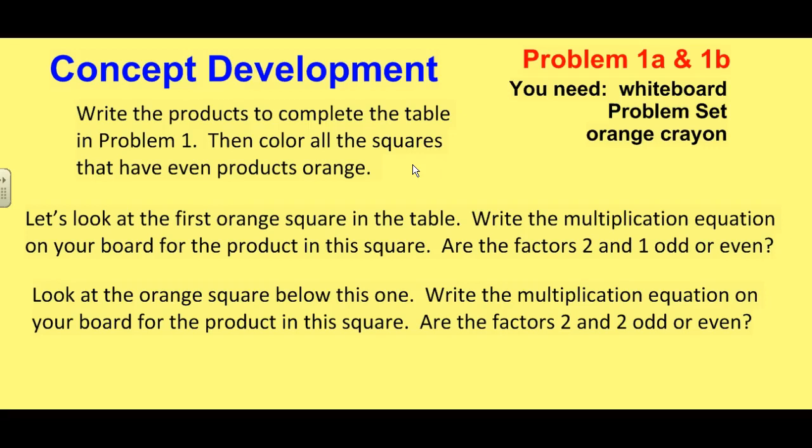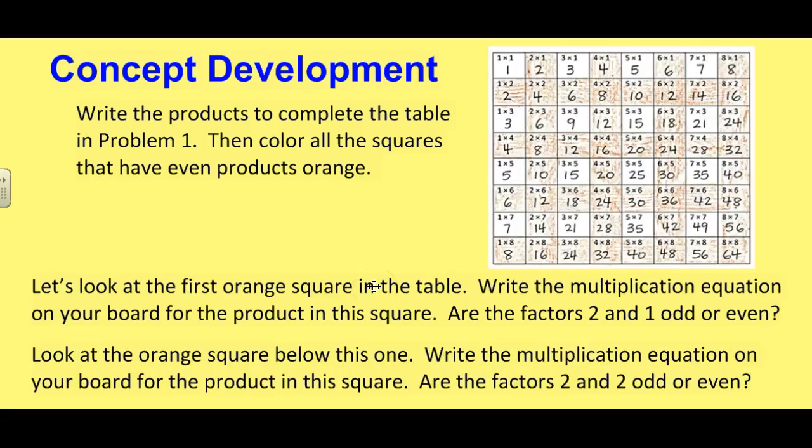So if there was a product that was 8, 2 times 4 is 8, so you would color that square orange because 8 is an even number. Now if you get to an equation like 3 times 3, that answer is 9 and that's not an even number, so you're not going to color that orange at all, you're just going to leave it blank. So your job right now is to answer all of the equations and then color the squares that have even products orange. You need to push pause to do that.